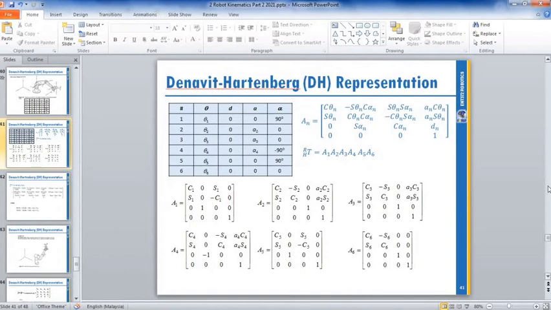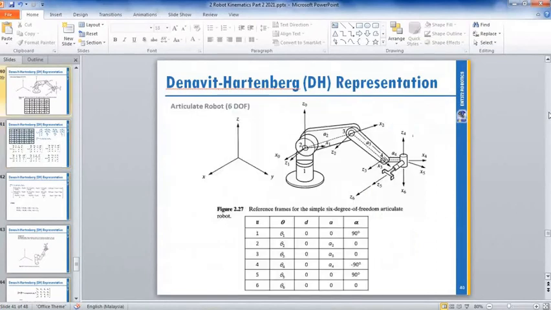Doctor, for A4, how do we determine whether it is clockwise or anti-clockwise for negative 90 and 90? This A4. Okay, why is it negative?